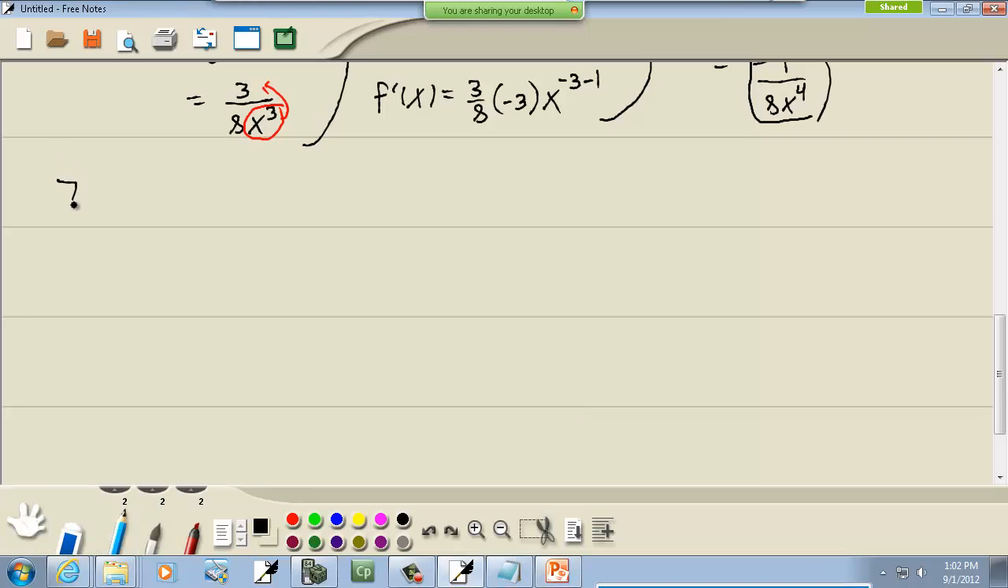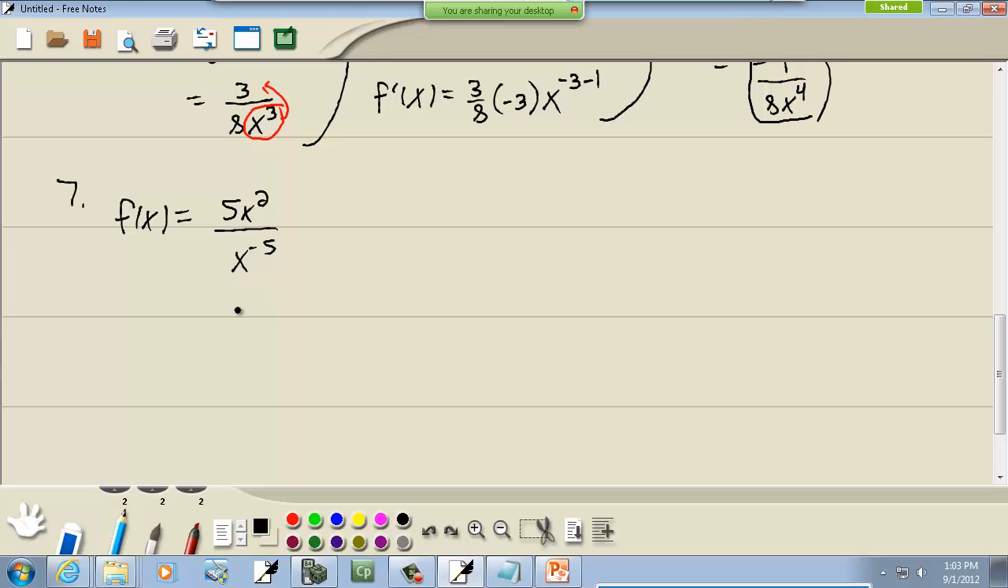Yeah, let's take a look at this next one. Sometimes you have to do just basic algebra to get it in the right form. Got f of x is equal to 5x squared over x to the negative 5.